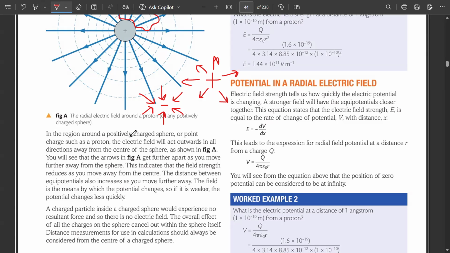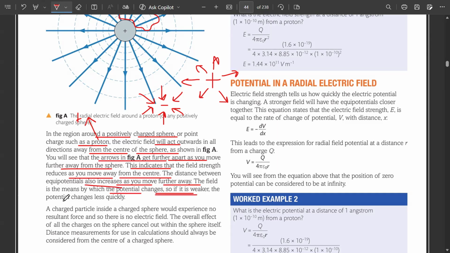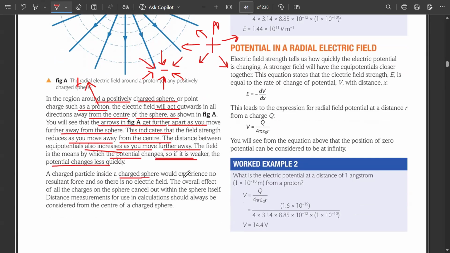So in the region around a positively charged sphere or point, such as a proton, which is also positively charged, the electric field will act outwards in all directions away from the center of the sphere, and you will see that the arrows get further apart as you move further away from the sphere. This indicates that the field strength reduces as you move away from the center, and the distance between the equipotentials also increases as you move further away. The field is the means by which the potential changes, so if it is weaker, the potential changes less quickly. A charged particle inside a charged sphere would also experience no resultant force as there is no electric field.